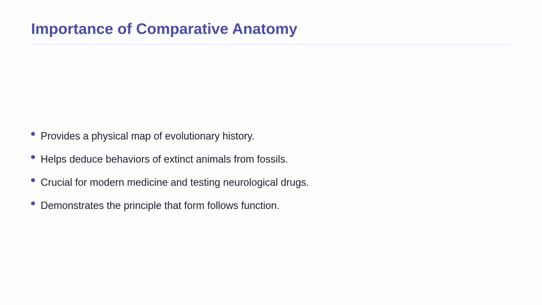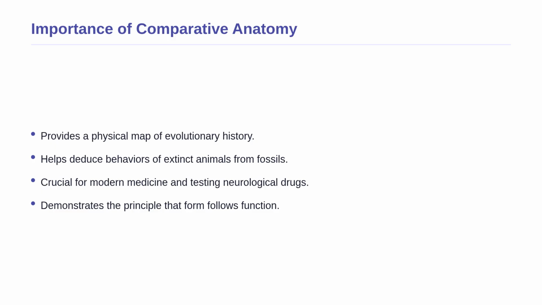Building on this developmental foundation, we must ask why studying these differences is so important. Understanding the comparative anatomy of the brain is absolutely crucial because it provides a physical map of evolutionary history and behavioral adaptation. For example, by simply looking at the size of the olfactory lobes or the optic tectum in a fossilized skull cavity, paleontologists can deduce whether an extinct animal hunted by smell or by sight.